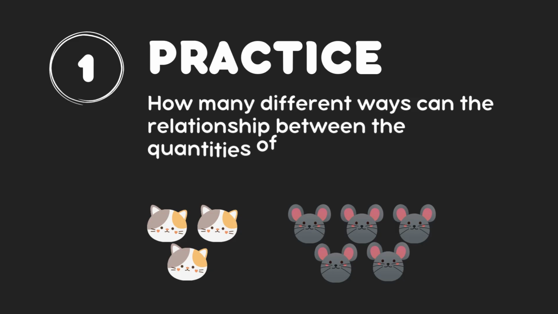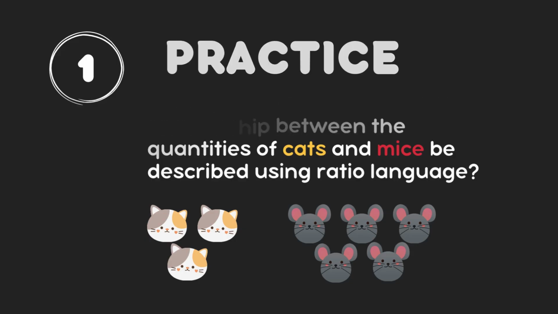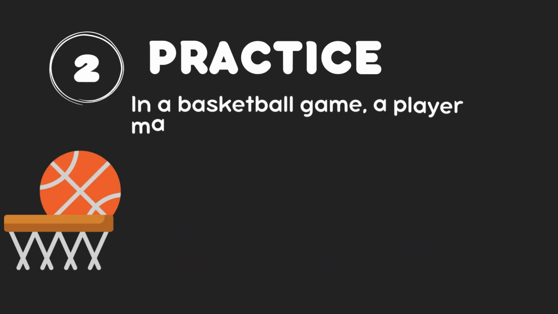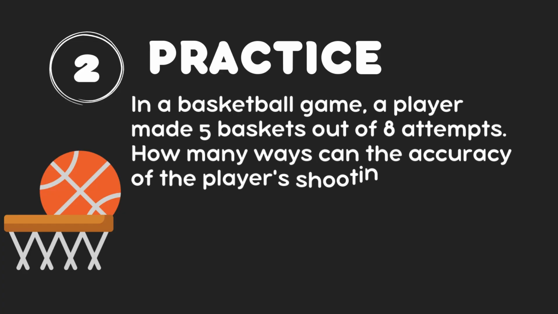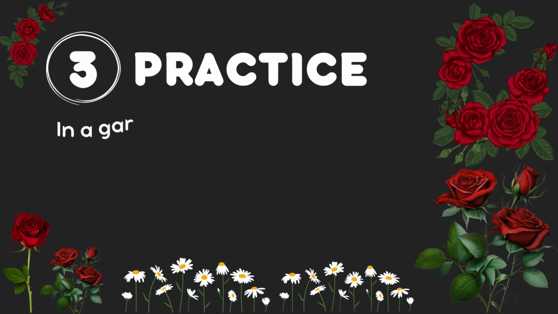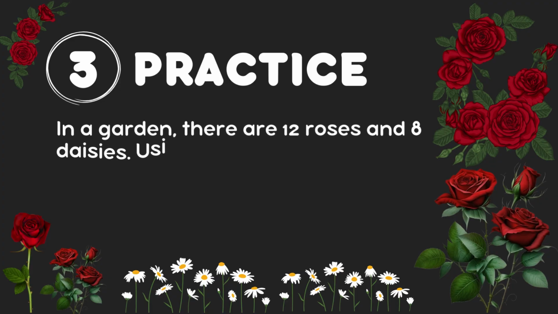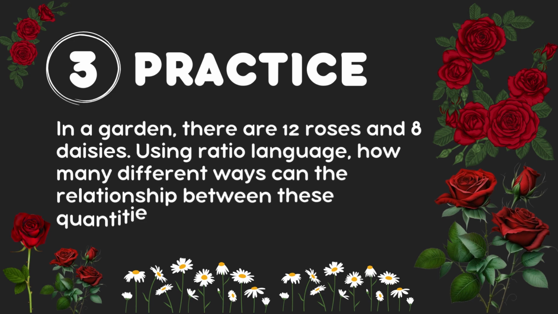How many different ways can the relationship between the quantities of cats and mice be described using ratio language? Practice. In a basketball game, a player made 5 baskets out of 8 attempts. How many ways can the accuracy of the player's shooting be described using ratio language? In a garden, there are 12 roses and 8 daisies. Using ratio language, how many different ways can the relationship between these quantities be described?